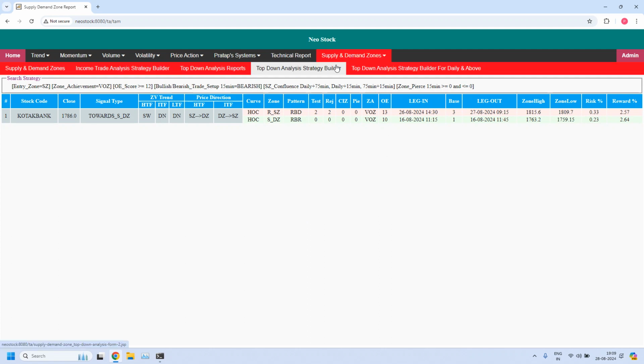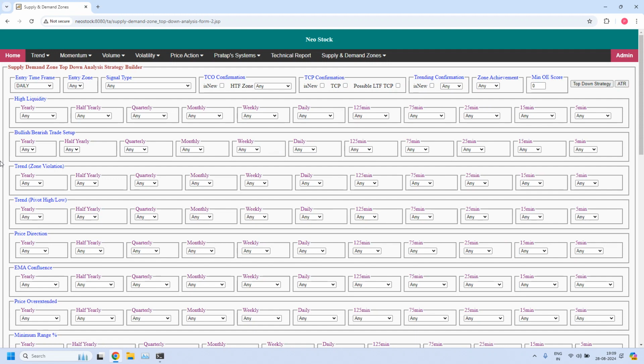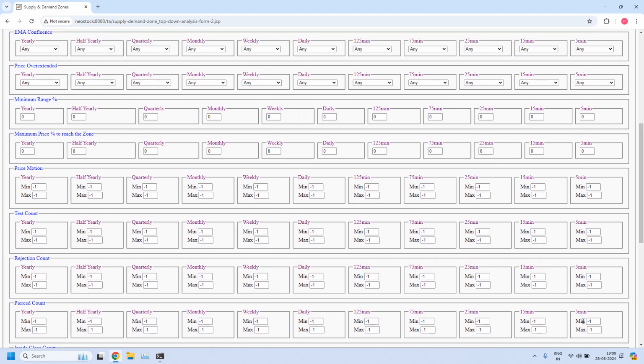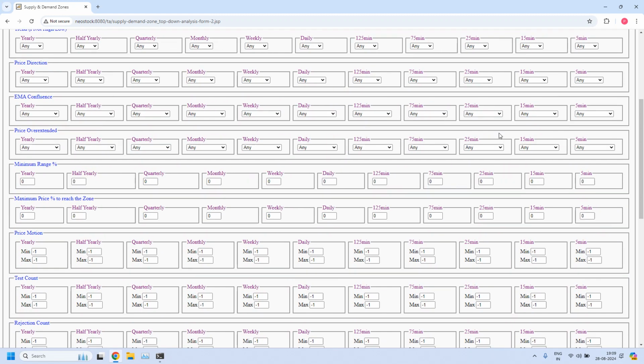Next one is hourly income trade. From an intraday point of view, the entry time frame for hourly income trade is 5 minutes. Entry zone is demand zone for bullish trade setup. And in bullish bearish trade setup, 5 minutes, I am selecting bullish. 5 minutes demand zone should not be pierced. So in the pierced count, 5 minutes, minimum value I am setting 0. Maximum value I am setting 0.